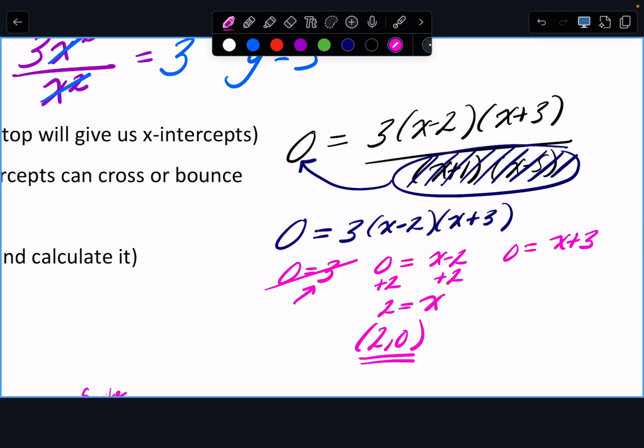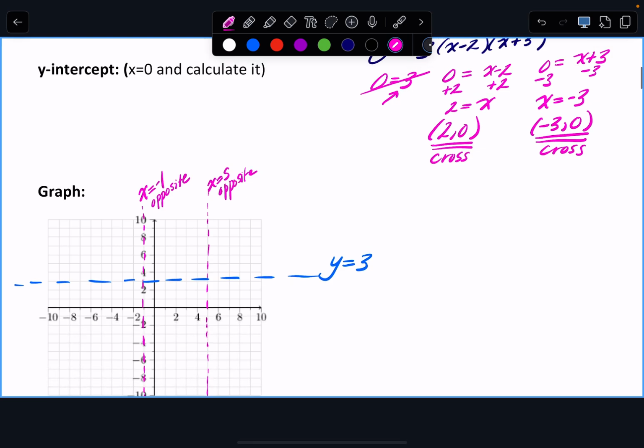It is, because it only happened one time. If it happened twice or 4 times, we would know it bounces. If it happens once, 3 times, 5 times, it's going to cross through. Subtract 3. X equals -3. So -3, 0 is another point on the graph. And because it happened once, it's going to cross through.